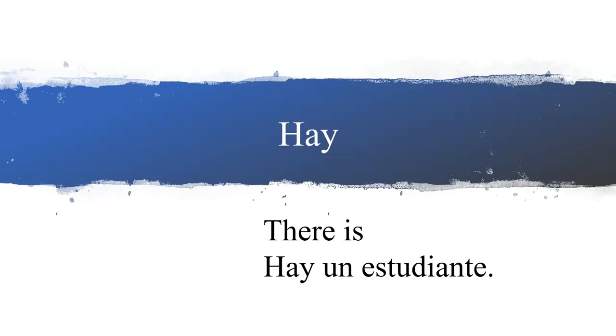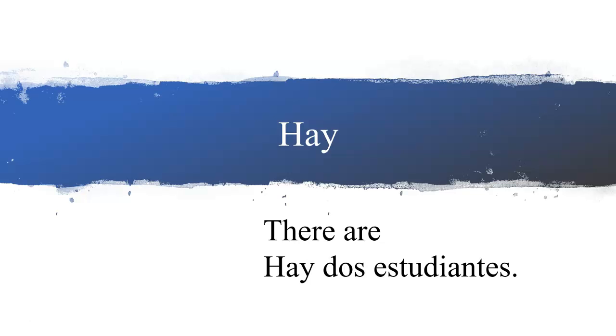Hay. Okay, remember the H is silent. The A and I together make an I sound. So hay. It means there is, and it also means there are. So it could be singular, hay un estudiante, or plural, hay dos estudiantes.